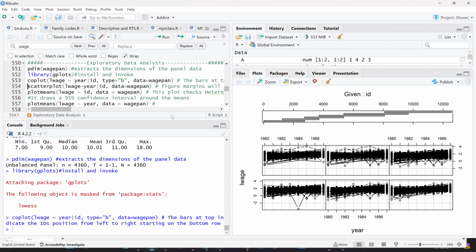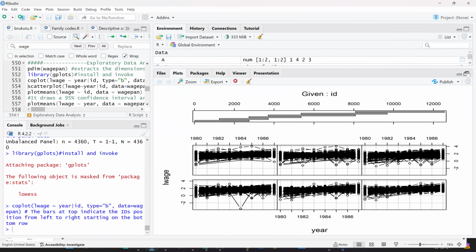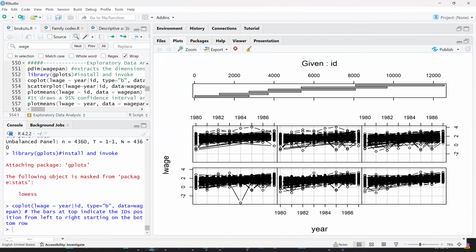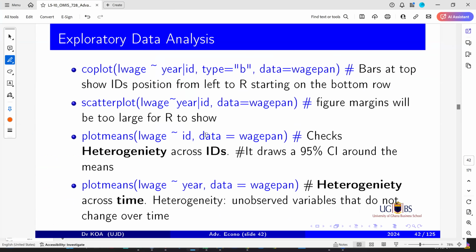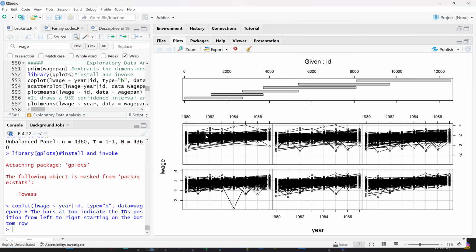Okay, fortunately you got it. So this is a graph of the data. So what does this tell you? What does this really tell you? You notice that this is a log of the wage for each year.